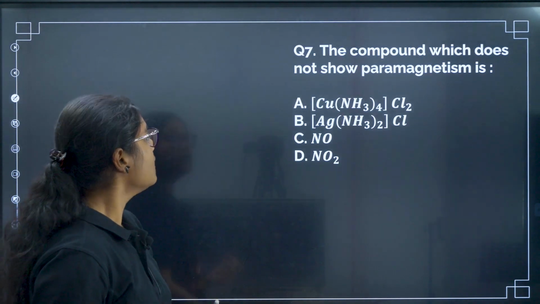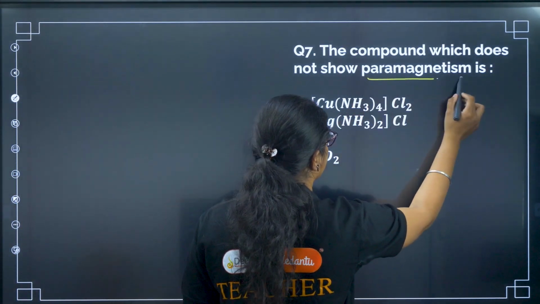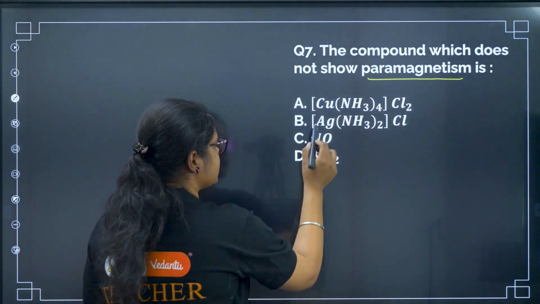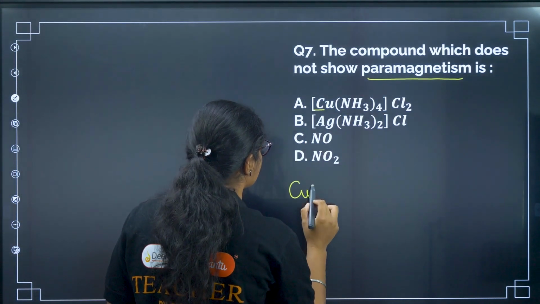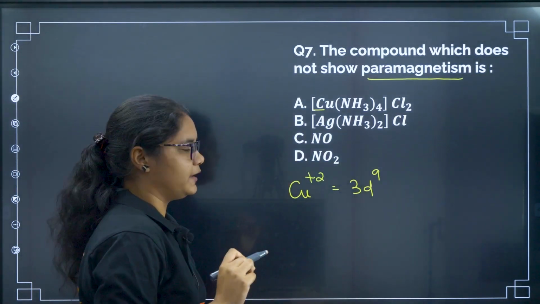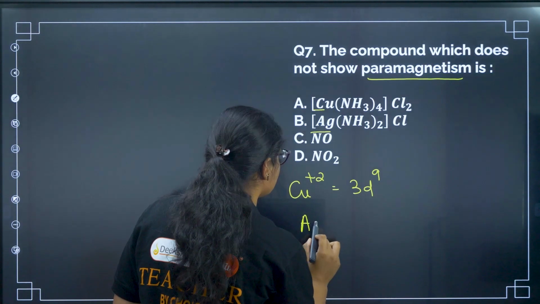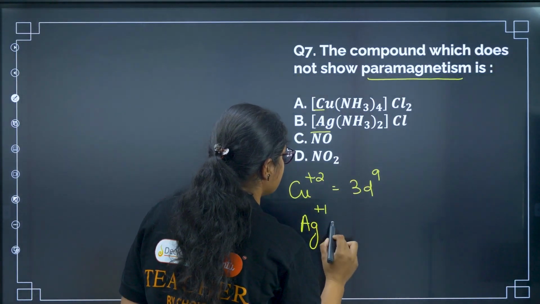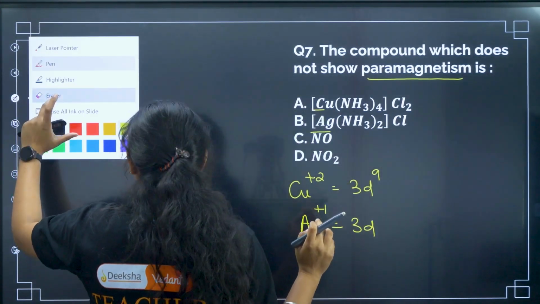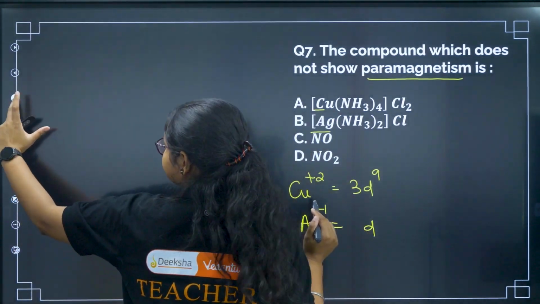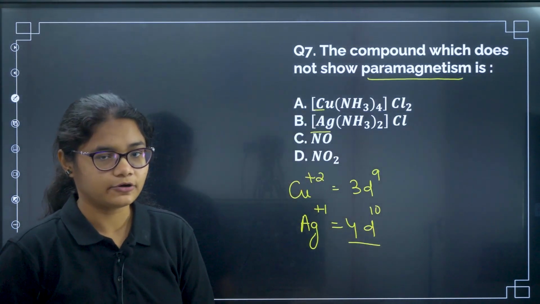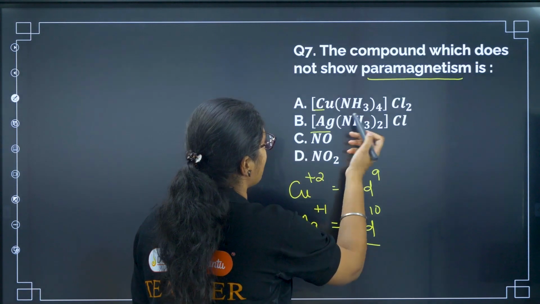Next, which compound does not show paramagnetism? So for paramagnetism, we should have unpaired electrons, right? So if you can see here, what is the oxidation state of copper here? 2 plus. Copper 2 plus is 3d9, which is having unpaired electrons. Then if you see Ag, here oxidation state of Ag is +1. So the configuration is 4d10. Okay, so it's not a 3d element, it is 4d10. So the configuration will be 4d10, completely filled, no unpaired electrons. So that will not show paramagnetism.